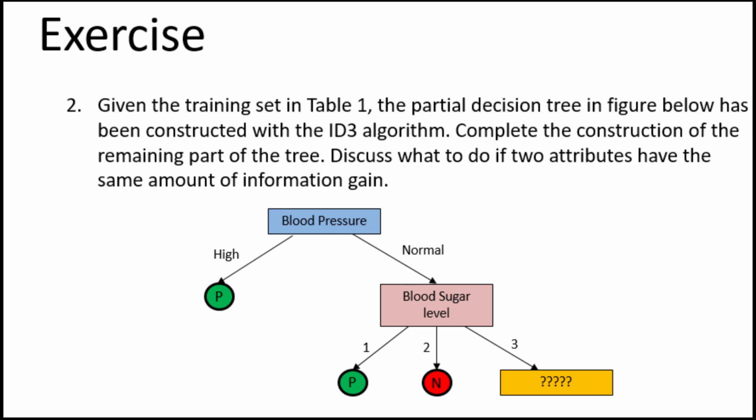Okay, now let's jump off to question number 2. Given the training set in table 1, the partial decision tree in the figure below has been constructed with the ID3 algorithm. Complete the construction of the remaining part of the tree. Discuss what to do if two attributes have the same amount of information gain. Let's see what we can do in this question.